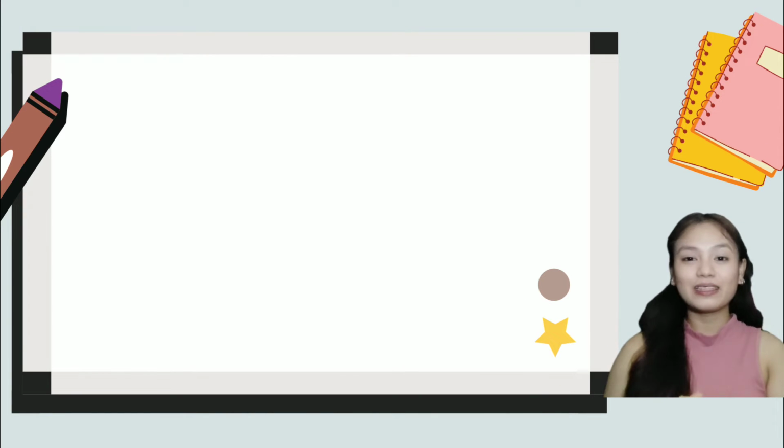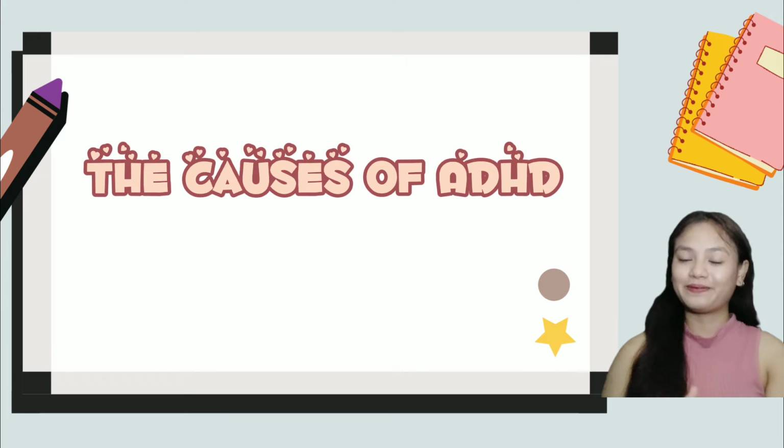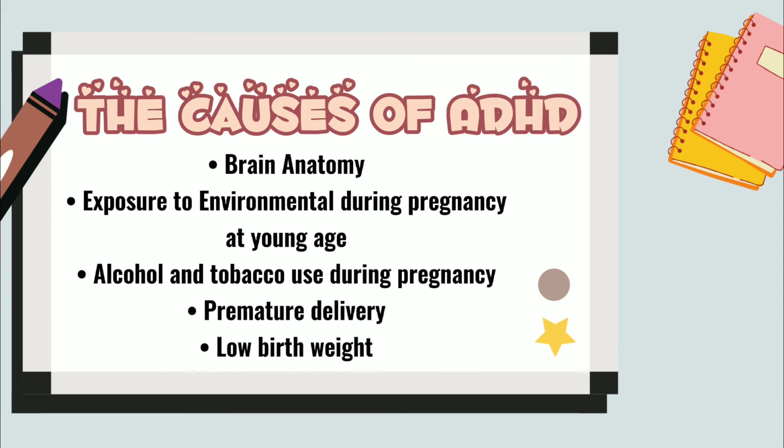Let me discuss the causes of ADHD. The first one is brain anatomy and function. The second, exposure to environmental toxins during pregnancy or at a young age. The third, alcohol and tobacco use during pregnancy. The fourth, premature delivery. And the last, low birth weight.